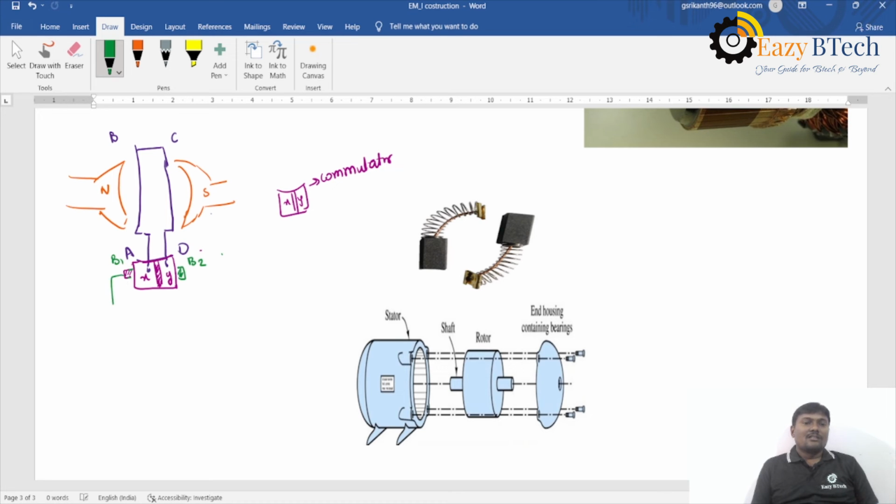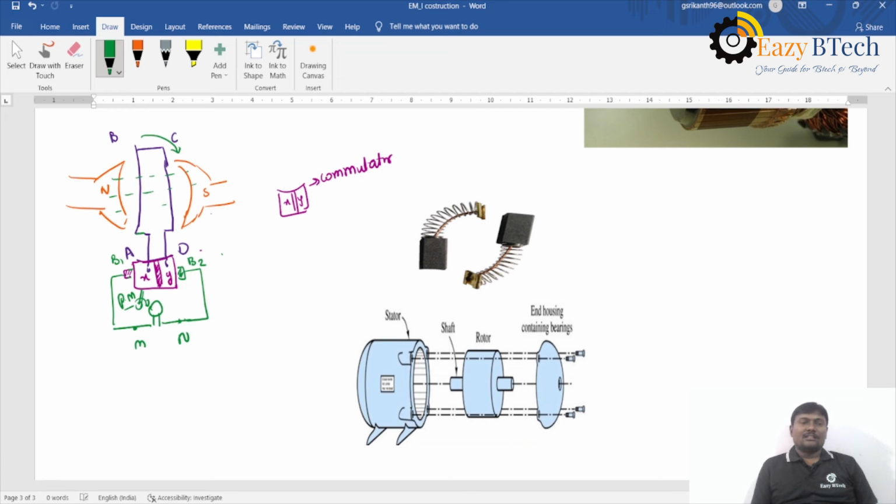This is brush B1, and this is brush B2. Brush B1 is always in contact with the conductor which is existing under the north pole, and here I am connecting one bulb as an electrical load. Let us say the load terminals are M and N. So as we discussed earlier, the direction of the induced EMF is known by Fleming's right hand rule.